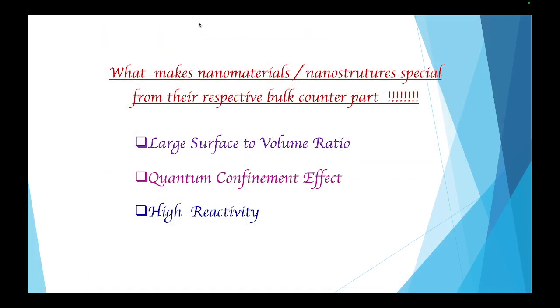Now, what makes nanomaterials or nanostructures special compared to their respective bulk counterparts? Basically, there are three reasons. First is the large surface to volume ratio, second is the quantum confinement effect, and third one is high reactivity.